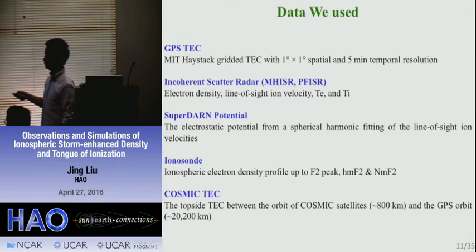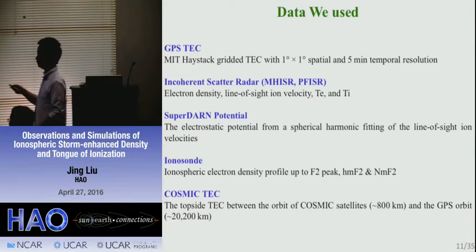And the fourth one is the ionosonde. It can measure the electron density from the bottom all the way up to the F2 peak. So it can provide us reliable HMF2 and NMF2. The next one we use is COSMIC topside TEC. That topside TEC is from the COSMIC satellite altitude, which is about 800 kilometers, up to the GPS orbit, which is about 20,200 kilometers.